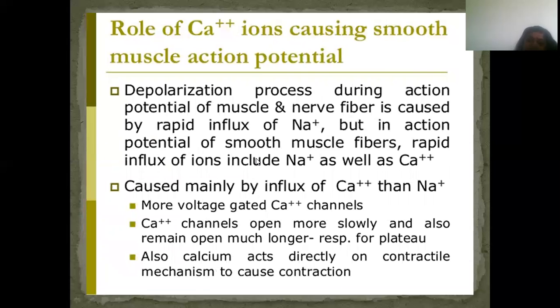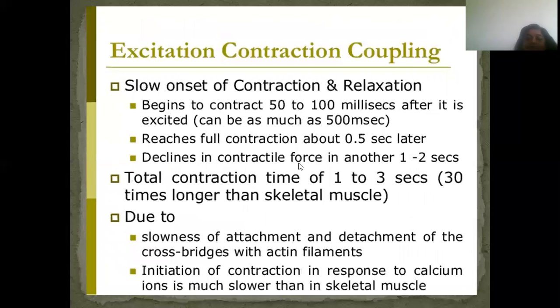If we talk about the role of calcium ions causing smooth muscle action potential, the depolarization process during action potential of muscle and nerve fibers is caused by rapid influx of sodium ions. But in action potential of smooth muscle fibers, rapid influx includes sodium as well as calcium. Then there is slow onset of contraction; it begins to contract 50 to 100 milliseconds after it is excited and reaches full contraction about 0.5 seconds later and declines in contractile force in another 1 to 2 seconds. The total contraction time is 1 to 3 seconds.